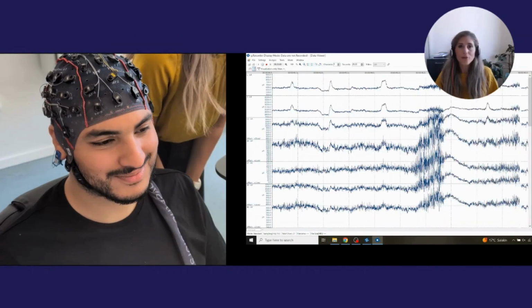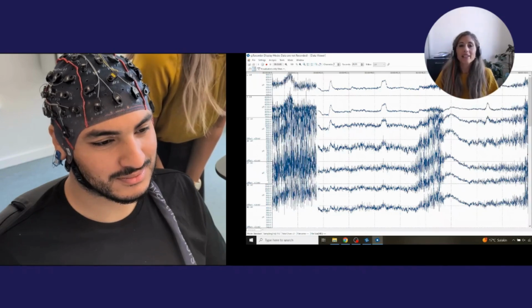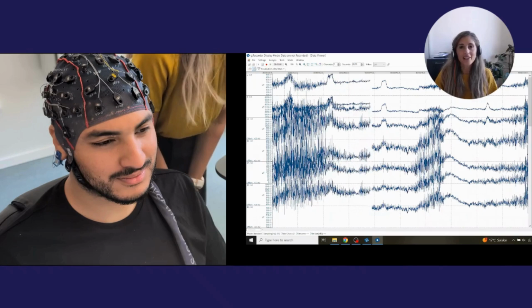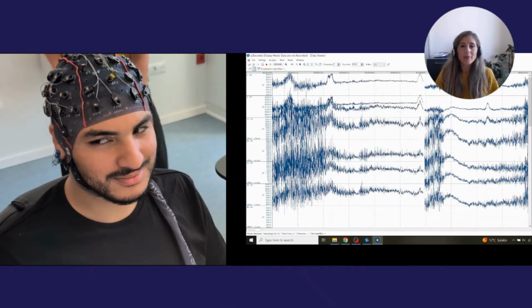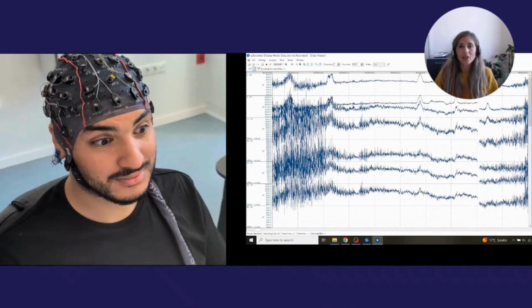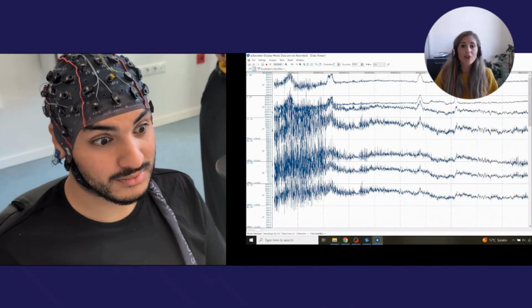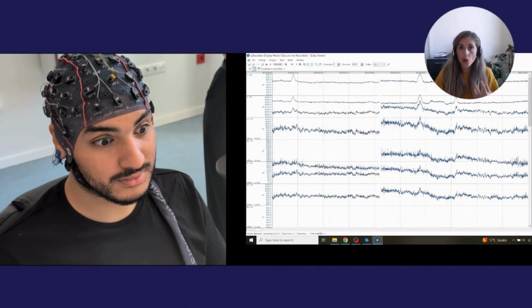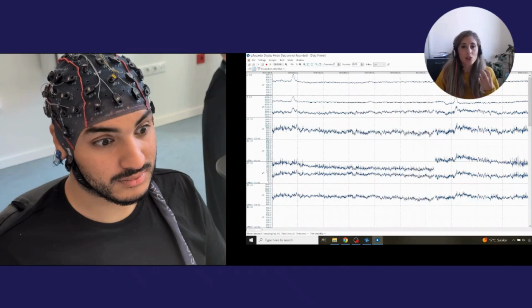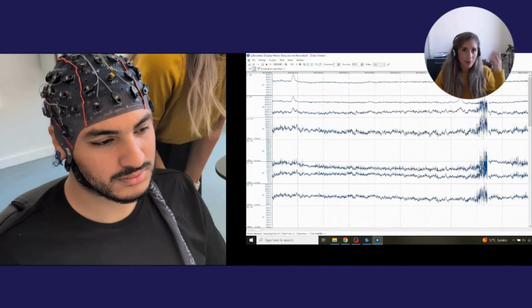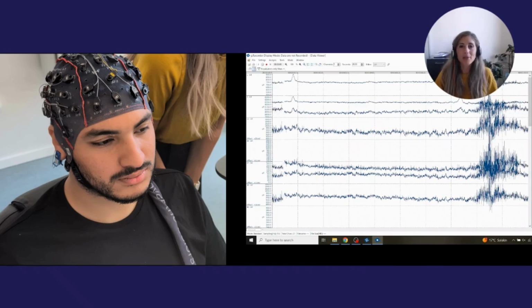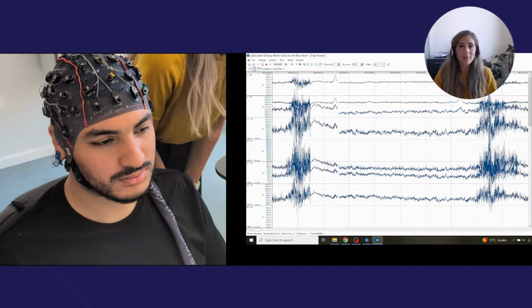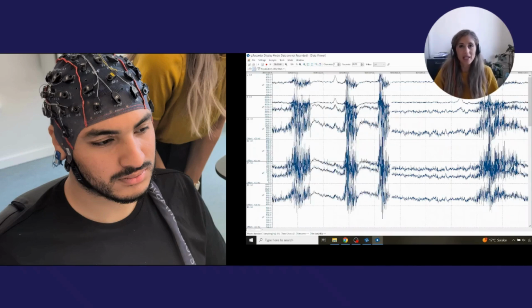Another type of artifact is created by EMG signals, which are created by the tension of the muscles. This is visible as very fast spikes in the signals, and is usually created by the jaw, for example if the participant is chewing, or by muscles from the forehead. So if the participant is making some movement or some expression, or even if they are speaking.